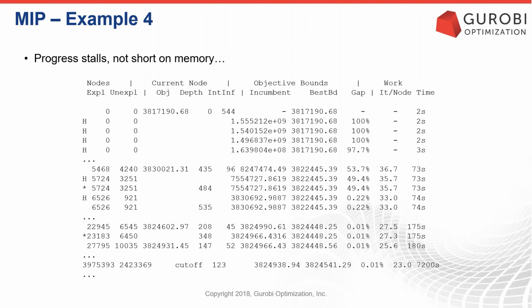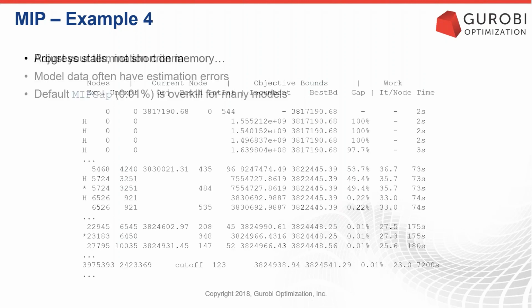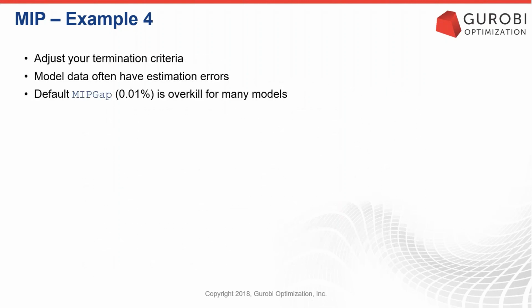And then you see it takes another 2 hours and it doesn't improve. So in a situation like that, the question is really, do you really need 0.01%? Because most of the time, the model itself contains data that has estimation errors. In a situation like that, you would really want to adjust your termination criteria, because it doesn't make sense to work with data that was maybe derived using a prediction and that has some estimated values as well, and then solve it to a very small MIP gap.